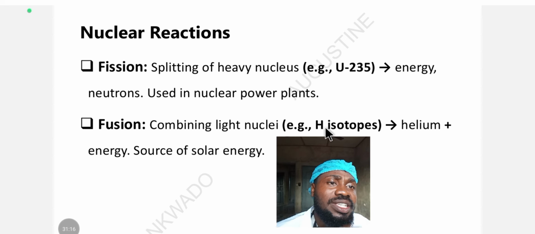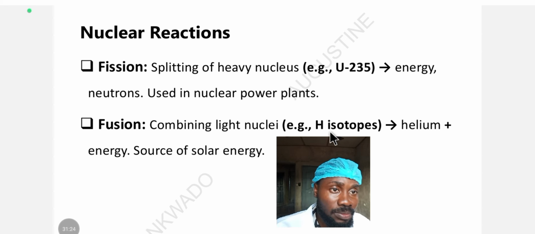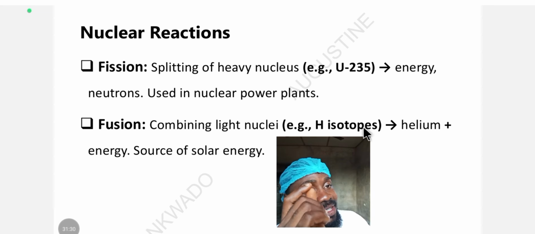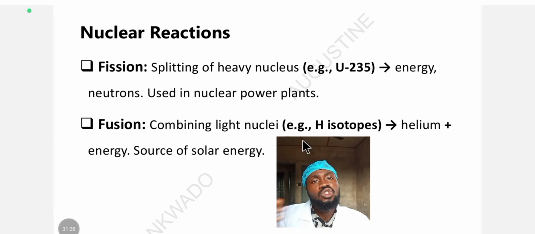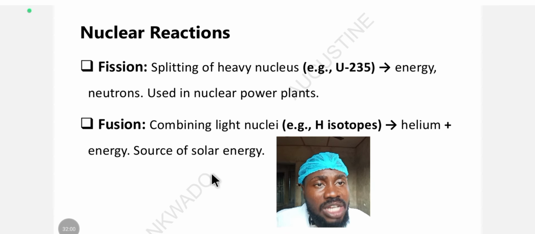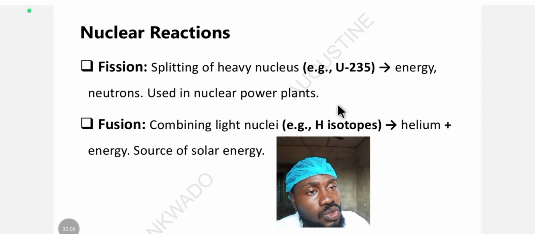An example of it is a hydrogen isotope, the radioactive isotope of hydrogen, which is tritium, the one that has mass number 3 and atomic number 1. Now, what happens during this nuclear fusion? When these light nuclei are combined to form a heavier nucleus, helium plus energy is given out, and it is used as a source of solar energy. Nuclear fusion is used as a source of what? Solar energy. That's the use of nuclear fusion.